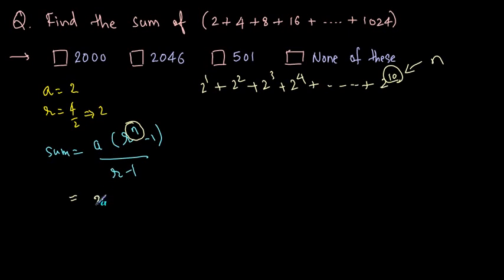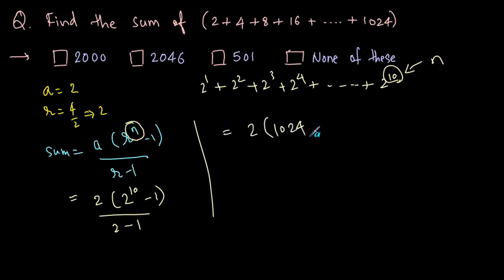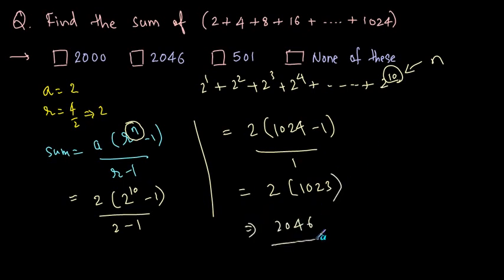So let's solve this. A is 2, r is 2, raised to 10 minus 1, divided by, again r is 2, minus 1, which gives us 2 into 2 raised to 10, which is 1024, minus 1, divided by 1. That is 2 into 1023. Now this would get us 2046. So the correct option for this question is 2046, the second option.